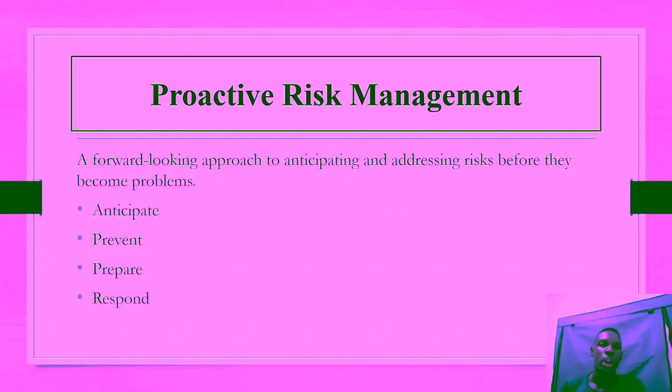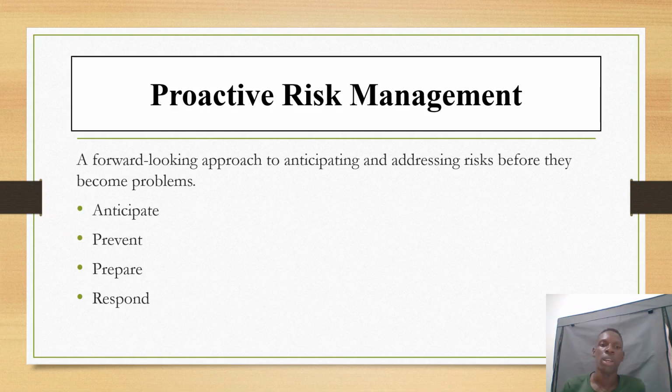Going ahead, we have proactive risk management. This is a forward-looking approach to anticipating and addressing risks before they become problems. Sometimes there are risks that you can solve early before they happen. Why? Because you want to minimize losses. Others, in case they happen, can really affect the business greatly. So some risks are easier to handle before they occur. So in this process, you have to prevent the risk before it happens.